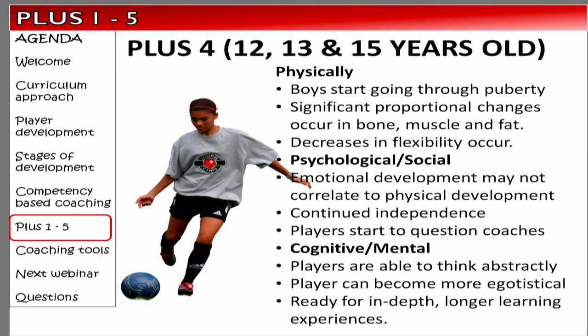Generally, boys start to go through puberty in the 4th stage of development, where there are significant proportional changes occurring in bone, muscle and fat. This correlates to a decrease in flexibility, so working on range of motion is important at this stage. Emotional development may not correlate to the player's physical development. There is continued independence from parents and coaches, and players will start to question their coaches.